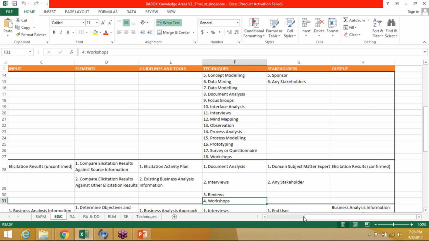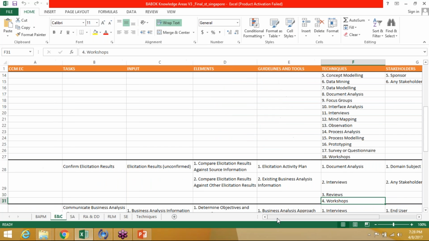So, just to summarize what are the 3 tasks that we have done in our elicitation and collaboration knowledge area. Now, please understand elicitation and collaboration. The very word elicitation basically means you're extracting, or drawing forth, information from the minds of the stakeholders.